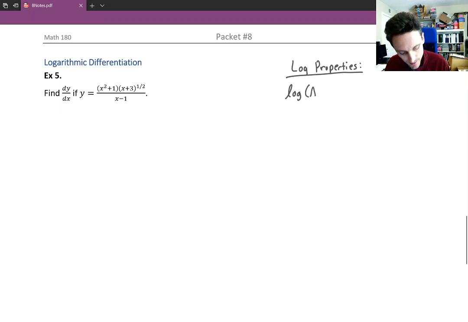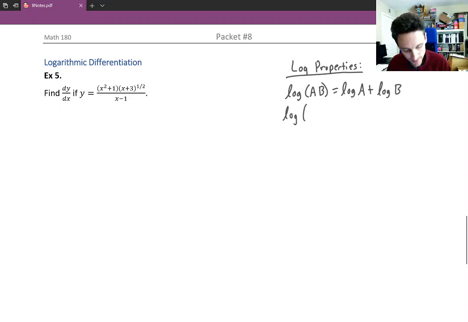Let's start with log of a times b, where a and b just represent some kind of expressions. They could be variables or numbers, doesn't really matter. So log of a times b. What does the log property say about the log of a times b? How can we rewrite that? If you said log of a plus log of b, that's correct. That's the first log property, the one that deals with products inside logs.